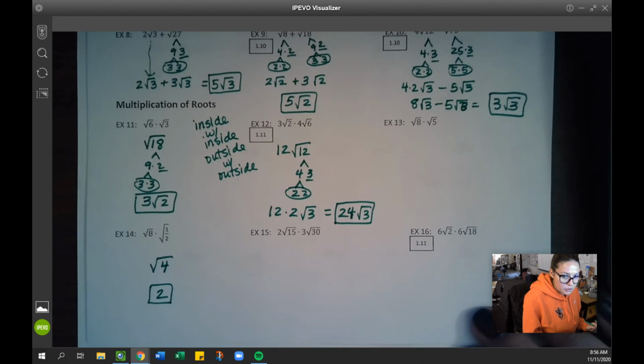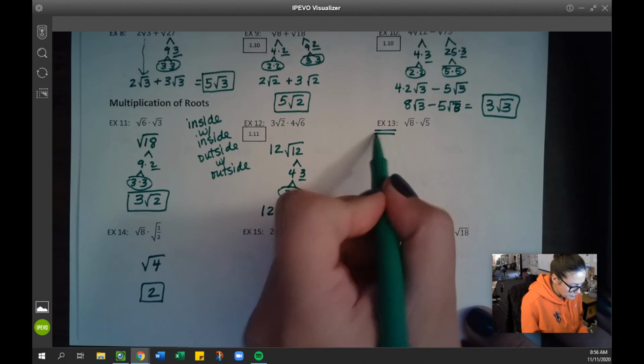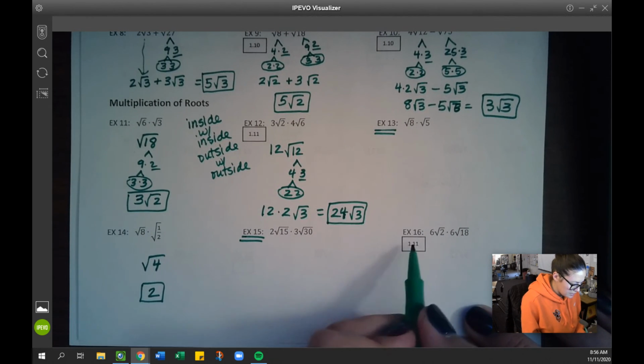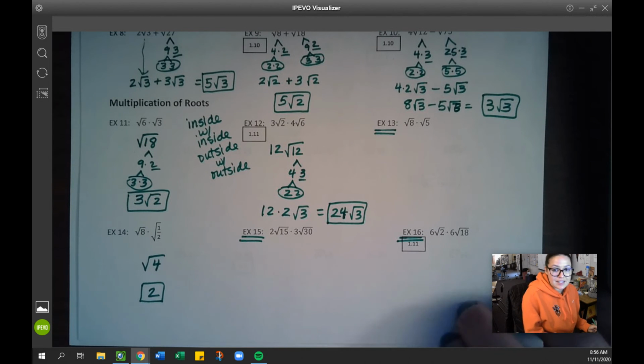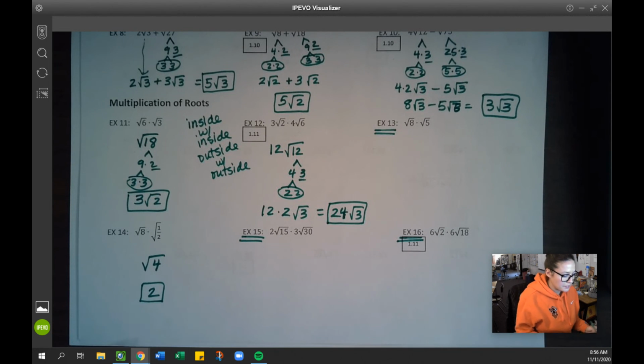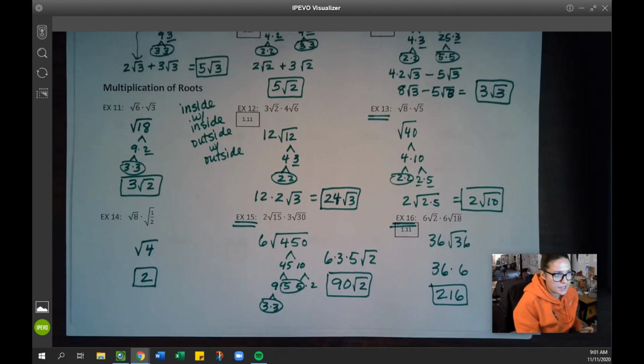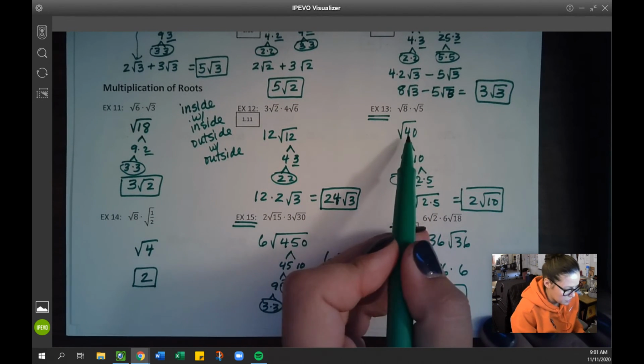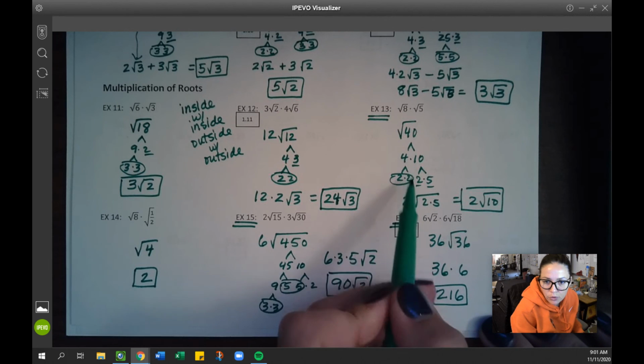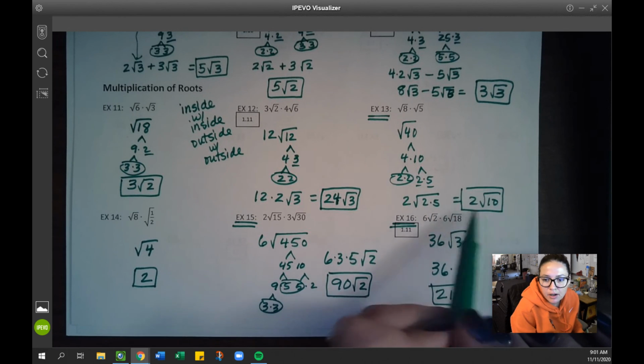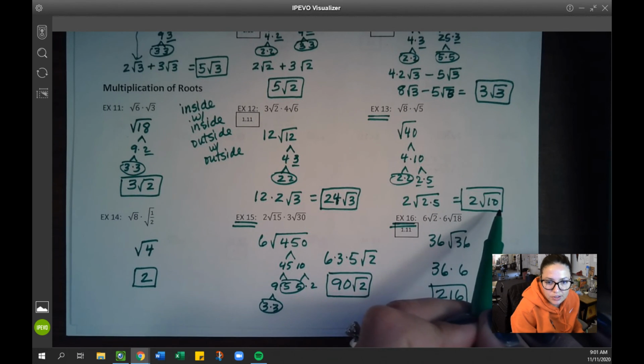All right, I would like you to try example 13, 15, and 16. So pause the video and give those 3 a try for me, please. All right, so square root of 8 times the square root of 5 gives me the square root of 40, which you can break apart into 2 square roots of 10.